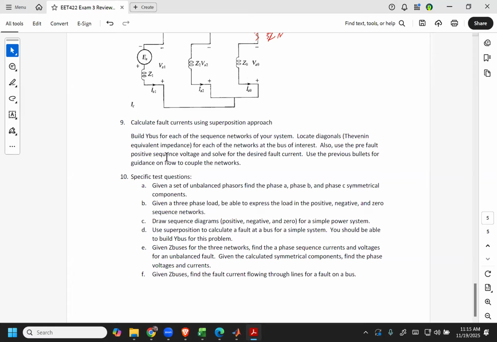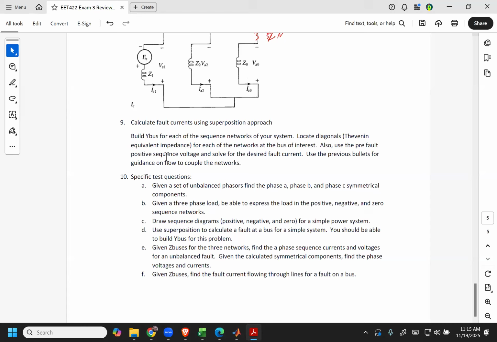So here are the specific test questions. If you have a set of unbalanced phasors, I want you to not only find phase A, but also find phase B and phase C, which shouldn't be too hard because, again, in some cases, they're exactly the same. They're just going to be offset by that 120 degrees. So it shouldn't be too difficult to find A, B, and C from A.